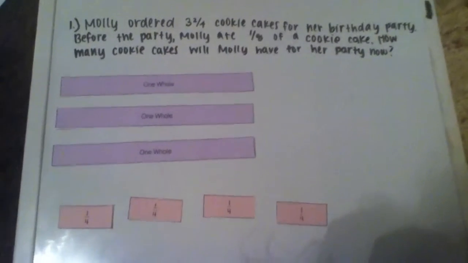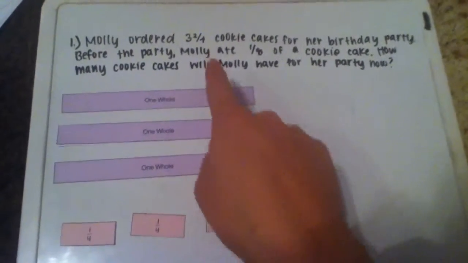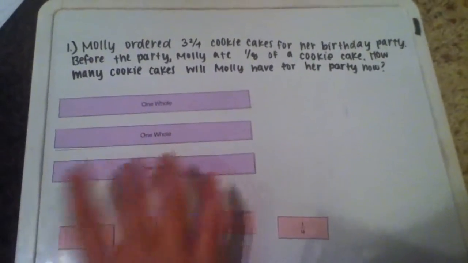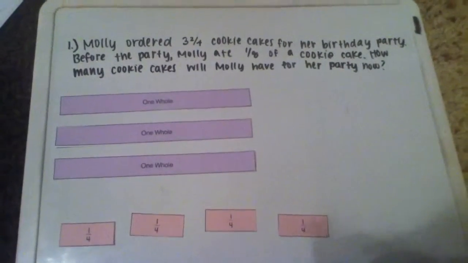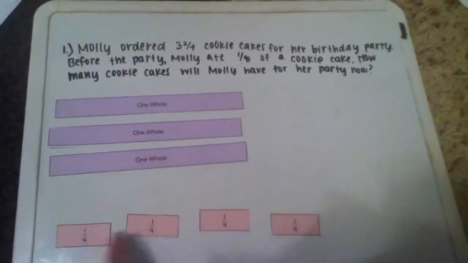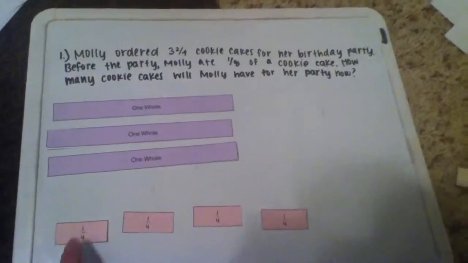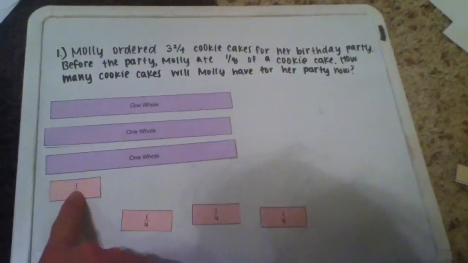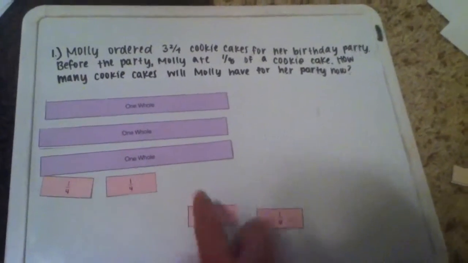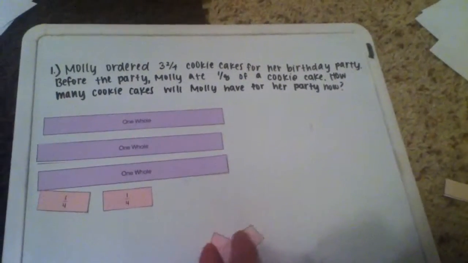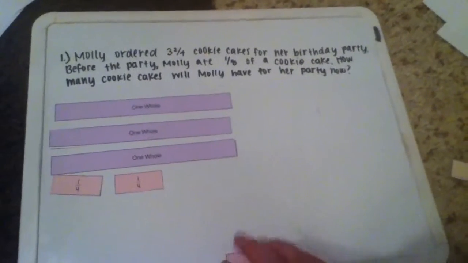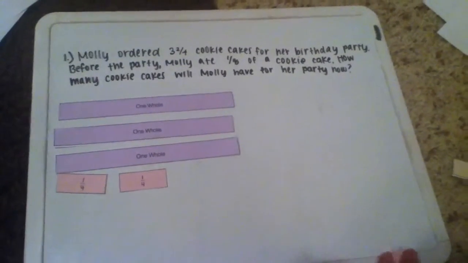Now that we know what a whole is, we know that we have 3 2/4 cookie cakes that she ordered originally. So we're going to have 3 wholes, and now we can look at these 1/4s and know that we have 2/4. So we're going to add 1/4 plus 1/4, and then we're not going to need these two because she only ordered 3 2/4 and not 4. So we can remove those.